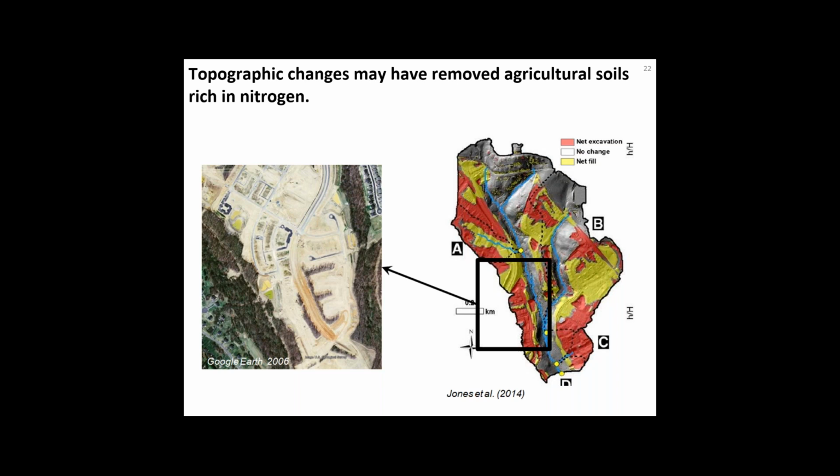And this also resulted in the removal of soils that are rich in nitrogen. It also resulted in topographic changes that rerouted flow paths that might be contributing to some of the patterns that Aditi has found in terms of base flow. And then also, because base flow has increased, that may also be increasing the flushing rate of that legacy nitrogen that's stored in the soils from agriculture.